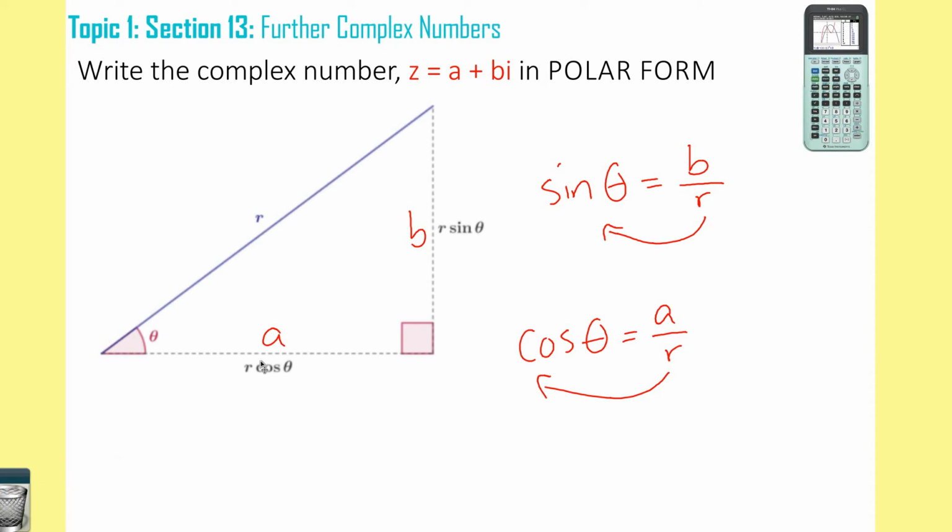Cosine of theta is adjacent over hypotenuse, so a over r. So we move the r to the other side, and lo and behold, a is r cosine theta. So if we want to write it in polar form, a is r cosine theta, and b is r sine theta i. That's it in polar form.